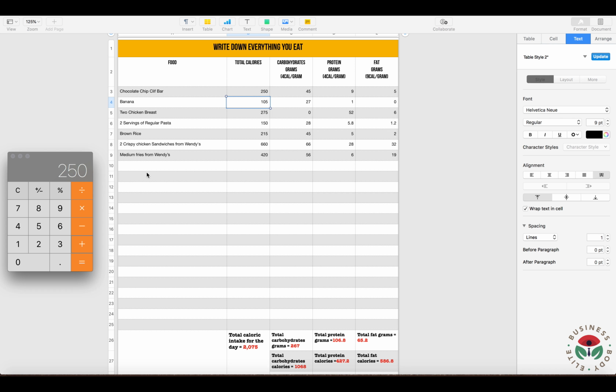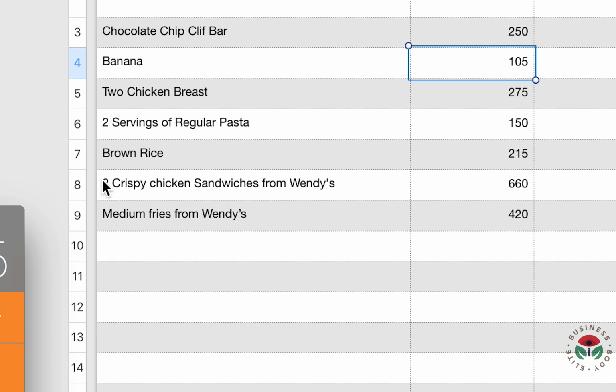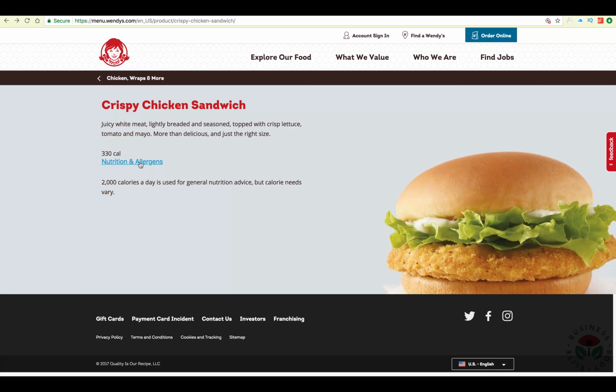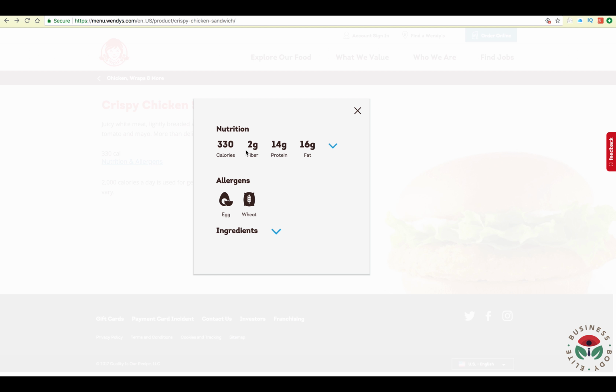Field by field, we're going to add each number. Remember, serving size is very important. I state at the beginning in the first field how many servings I consume for each food. If there is a food where you're not aware of the calorie content or macronutrient content, with a simple Google search, you can find all the information online. All fast food restaurants provide the nutrition facts on their website.